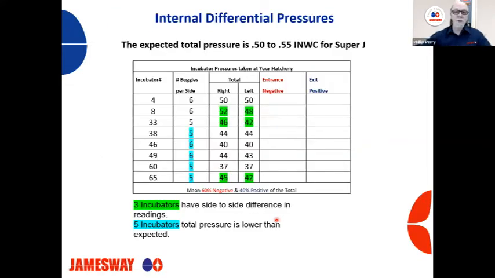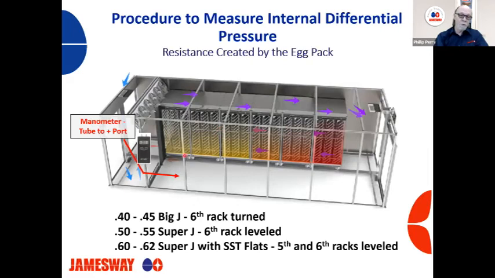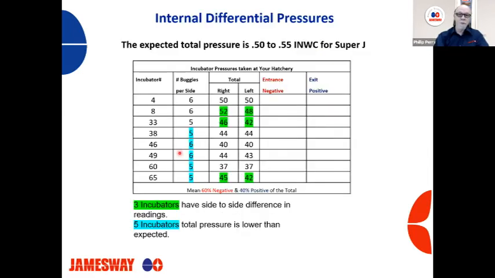So here's some expected total pressure for a Super J. Inches water column is 0.50 to 0.55. So I went to a hatchery and wrote down my incubator numbers. I got 2 in each hallway. I wrote down how many buggies there were per side, because this can cause the reading to be a little bit lower than the 0.50 we're looking for. If we have 5 buggies in there, then it'll be a little bit less. We take a right and a left reading up under. We'll do one side and then the other side, to make sure we get both readings.